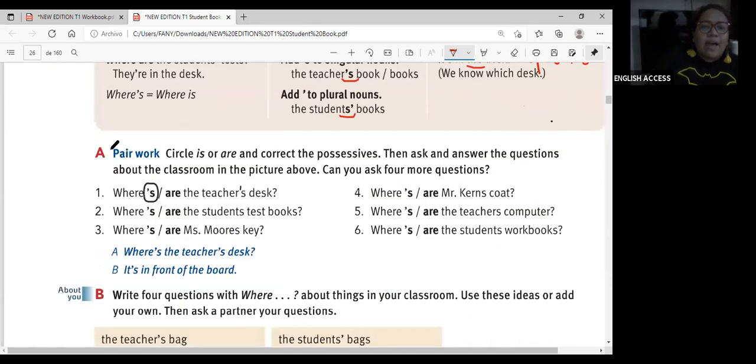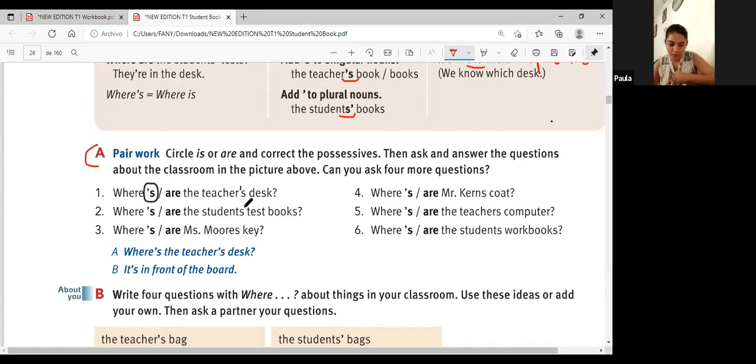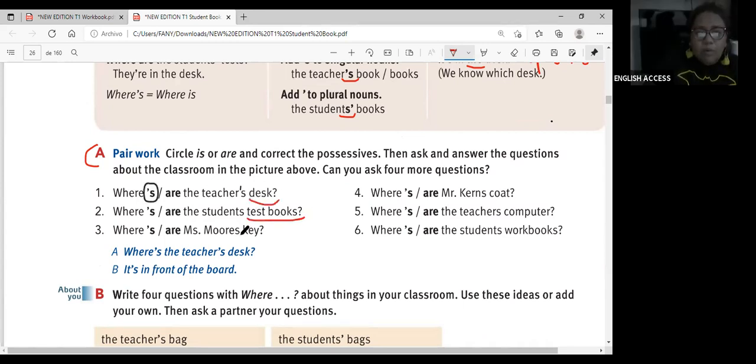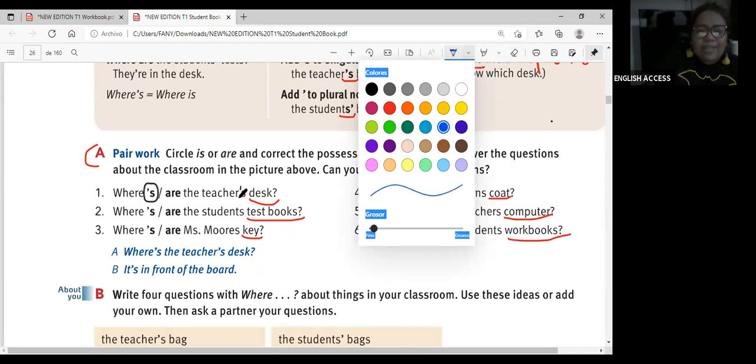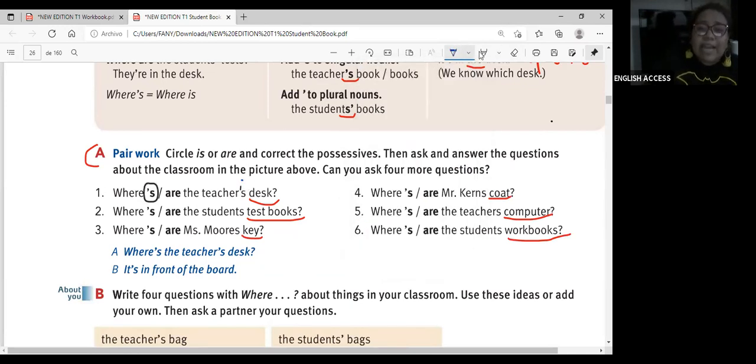Okay, girls, now we have another activity. We have activity A. It says, circle is or are, and correct the possessives. Okay, girls, in this activity, we have two tasks to do. The first thing is that we have to circle where's or where are. ¿Cómo vamos a saberlo? We need to see the singular or plural, okay? Then, when we finish that, we have to add the apostrophe in the place that it should go. Like for example here, number one, it goes before the S.